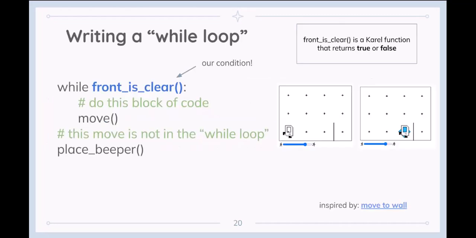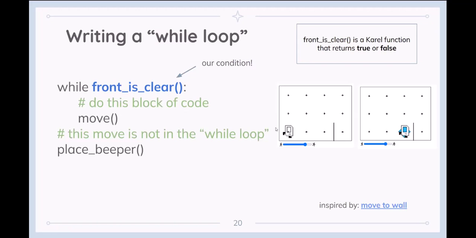So writing a while loop looks a little different. You'll have the keyword while, and then you'll have our condition right here, and then a colon. Afterwards, you'll indent your code again, and whatever's indented after the while loop is basically repeated over and over. If you're done writing the while loop, then you can remove the indent and continue writing your code as normal. So in this case, front is clear is our condition, and it can evaluate to either true or false. If it's true, then we'll tell our code to keep doing this over and over until eventually it's false. And once it's false, we'll stop doing it.